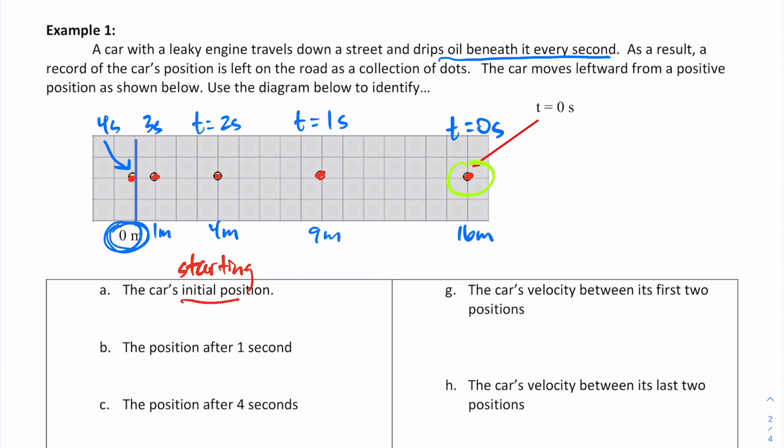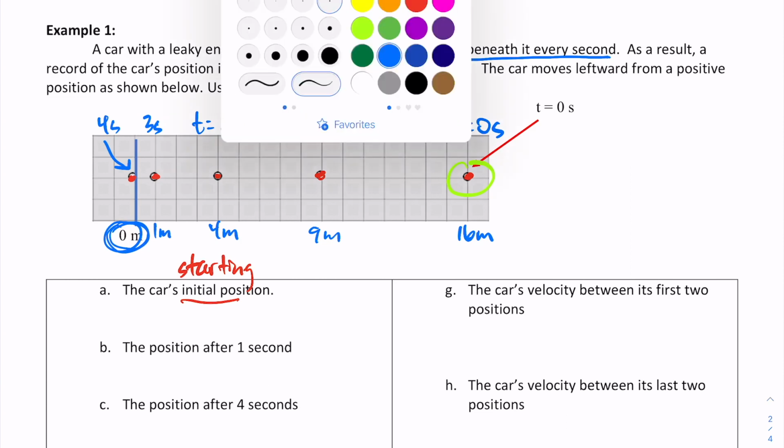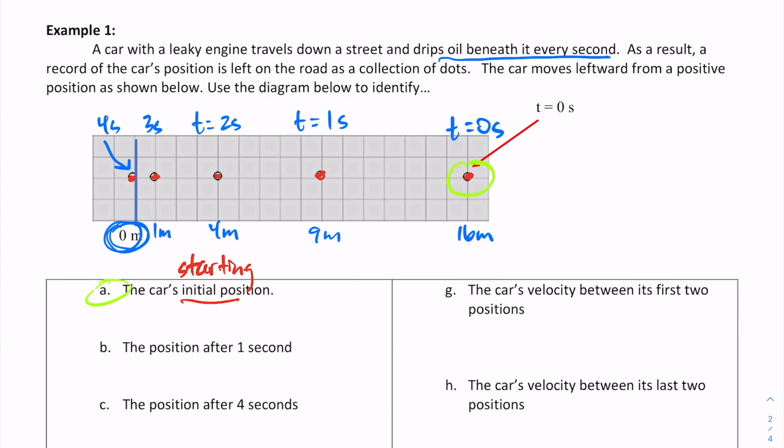All right, so back to question A with the car's initial position. So I've already labeled where this position is. So that initial position is 16 meters. The position after 1 second is going to be here, 9 meters. The position after 4 seconds is going to be right here, 0 meters. And then the final position is another way of just describing its ending position. That's the same as its position after 4 seconds. So that's also 0 meters.